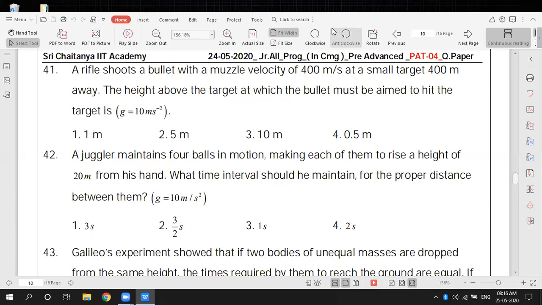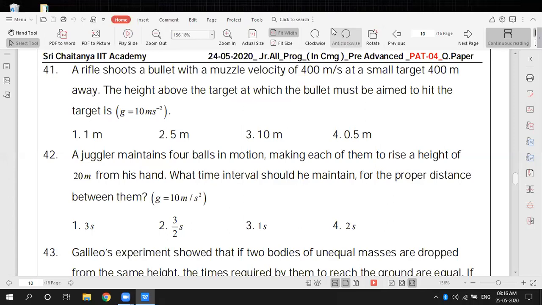A rifle shoots a bullet with a muzzle velocity 400 meter per second at a small target 400 meter away. Find the height above the target at which the bullet must be aimed to hit the target. Here, this is the target. The rifle shoots a bullet with muzzle velocity 400 meter per second at a small target 400 meter away. Okay, now the height above the target.